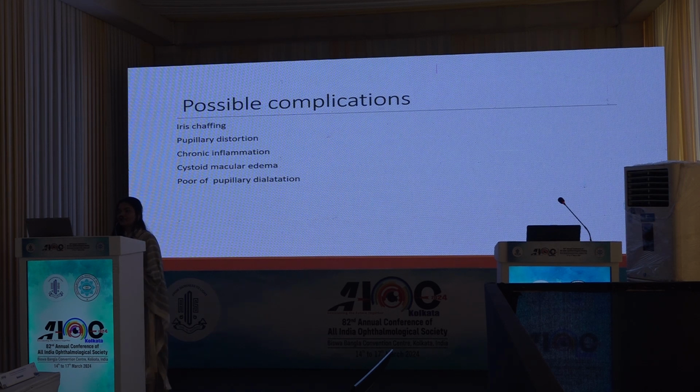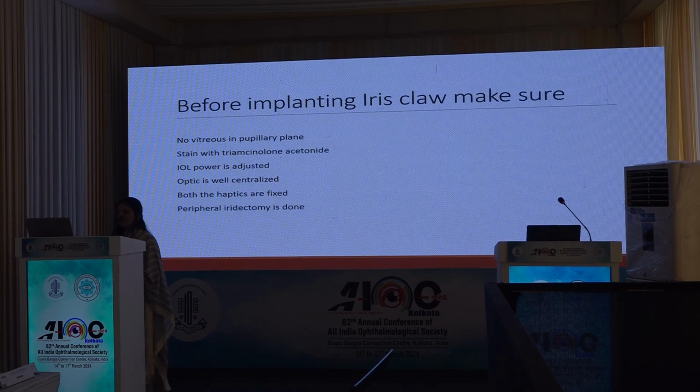There can be iris chafing and chronic inflammation. Pupillary distortion, cystoid macular edema, and poor dilatation of the pupil can occur after implantation. So before implanting the iris claw lens, we should make sure that there is no vitreous in the pupillary plane. We should stain it with triamcinolone acetonide. IOL power is to be adjusted before implanting. Then the optic is well centralized. Both the haptics should be fixed, and peripheral iridectomy should be done at the last.